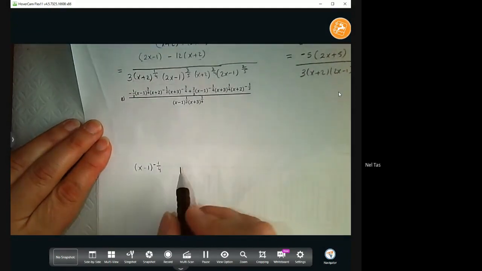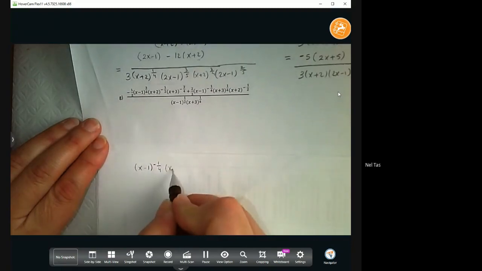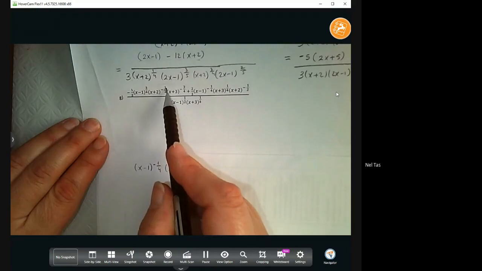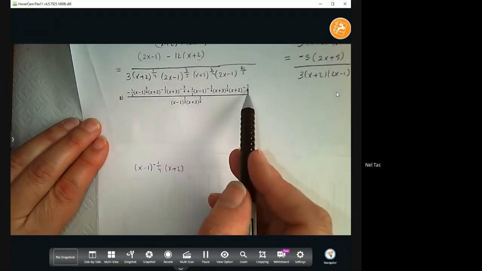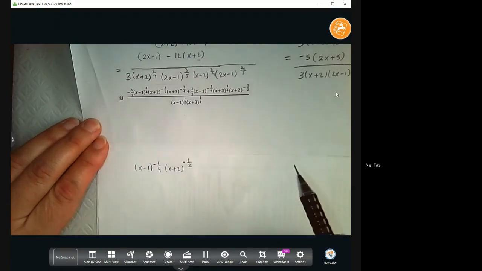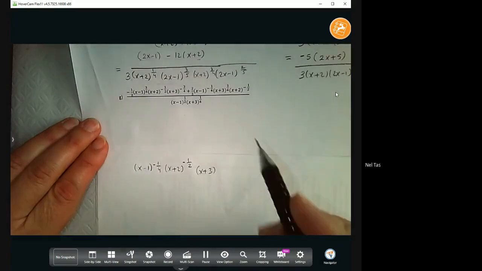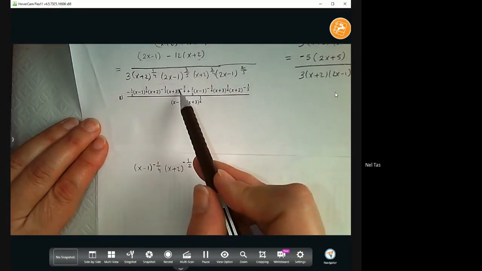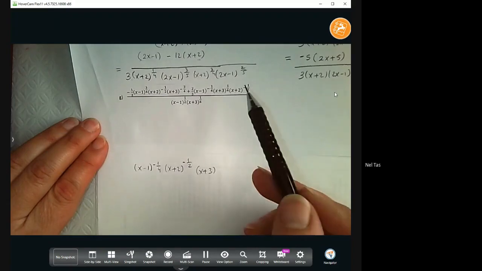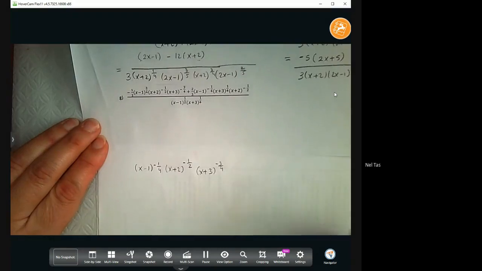So let's check the other factors. So we have x plus 2. One has exponent negative 1 over 2, and the other one is also negative 1 over 2. So negative 1 over 2. They are the same. So x plus 3. One exponent is negative 3 over 4, the other one is positive 1 over 4. So negative 3 over 4 is the smaller exponent.